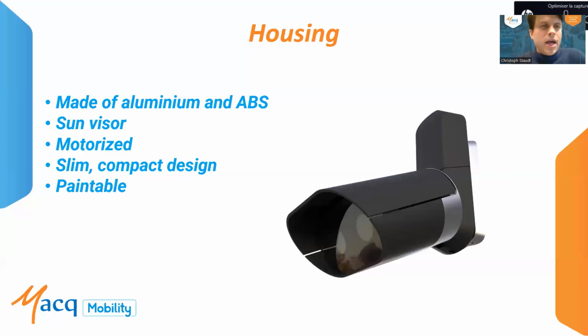From the hardware perspective, our camera is made out of aluminum and ABS. It has a sun visor, as you can see here on the top, to prevent some sun reflection inside. Then it is motorized. That means, as you will see in the next slide also, that it can pan and tilt thanks to an embedded motor. The design of the housing is very compact and small, and it suits urban areas, but also highways, etc., without taking too much space. And if needed, we can paint it in different colors.